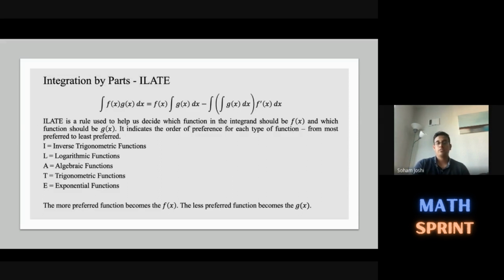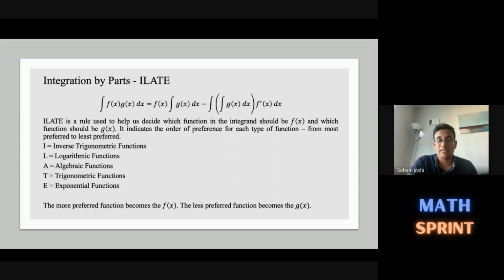Okay, so now that you know the formula, there is something else important to know. You may be wondering how you should decide whether to treat a function as f of x or g of x when doing integration by parts. Well, for this method, technically you can use any function as f of x and any function as g of x. It won't affect the final result. But here's the problem. Some functions are a lot more difficult to integrate than others. So we have to choose our functions wisely so that the integration steps are shorter and easier.